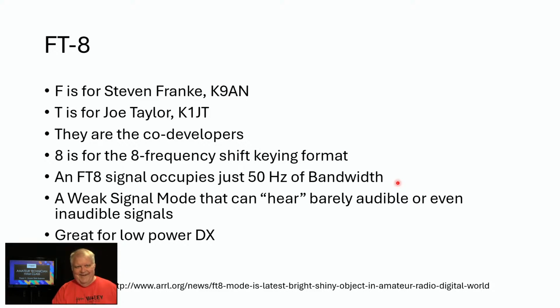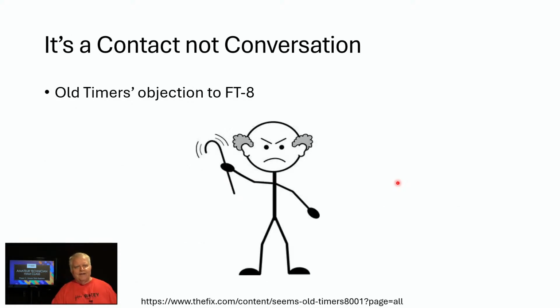However, crotchety older ham radio operators will say, it's not ham radio. It's a contact, not a conversation, and it's true. FT8 transmissions and reception are limited to sending your call sign, a signal strength report, a Maidenhead locator where you are located, and 73. That's the information that is sent in a contact. But you can't personalize it. You can't talk about other stuff. So old-timers say it's a contact, not a conversation.